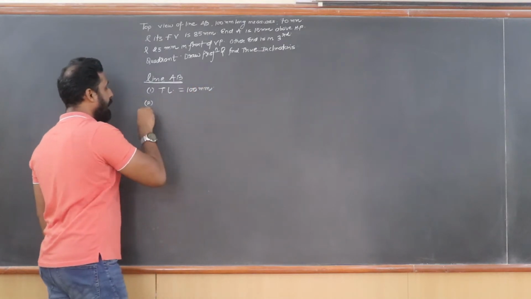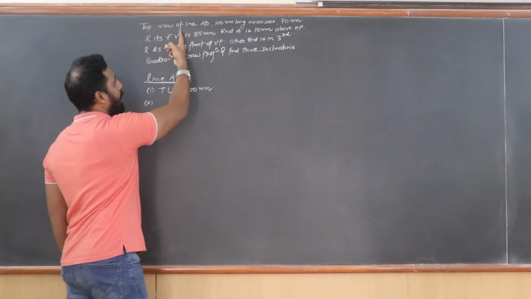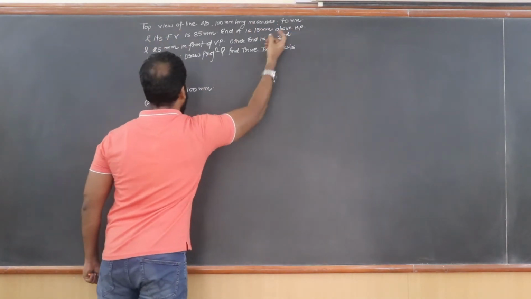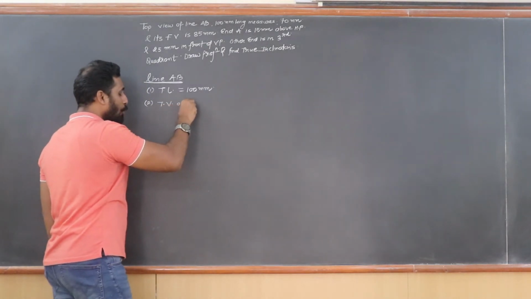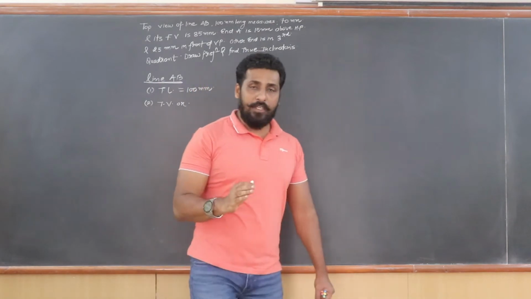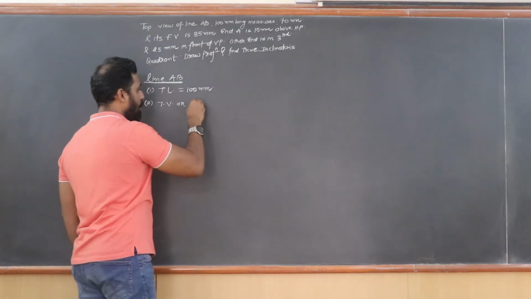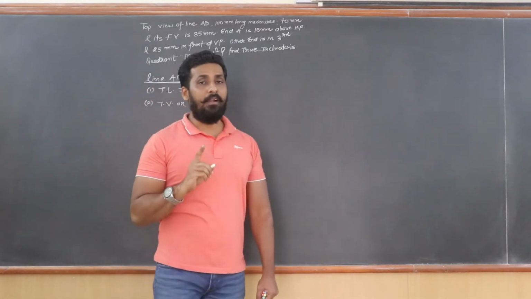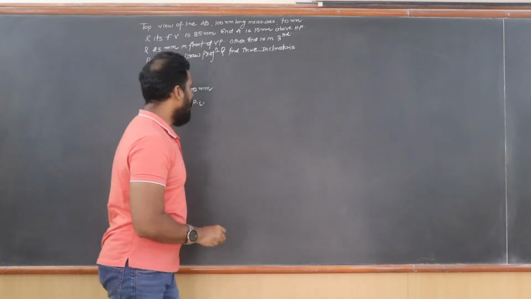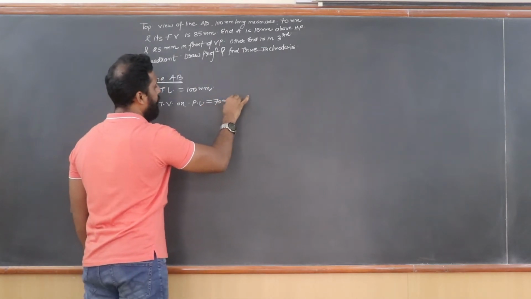The second data that is given to us is the top view of the line. Top view measures 70 mm. So top view, I can write TV. You should be recalling that top view is also called the plan length. So top view or plan length, I call it PL. So TL stands for true length and PL stands for the plan length. So plan length is given to us as 70 mm.